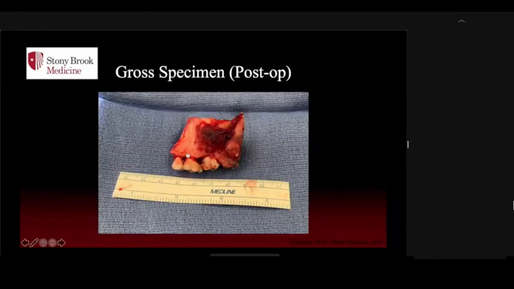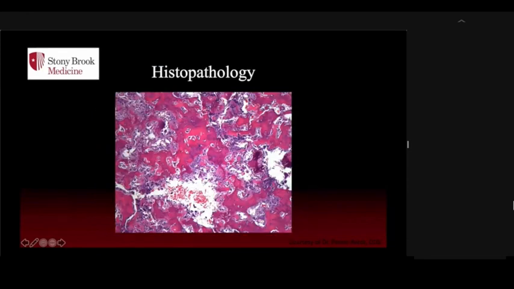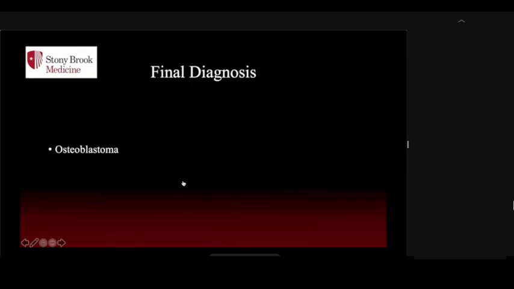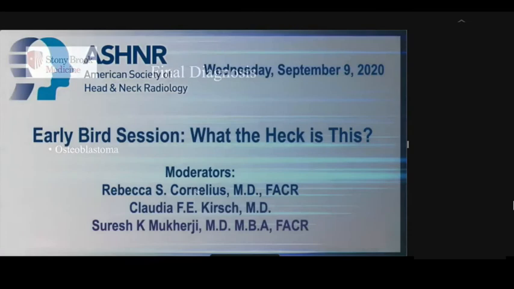So the lesion was surgically excised and submitted for histopathologic evaluation. And here we can see stroma of osteoid material and woven bone with areas of well-differentiated osteoblasts, which was consistent with an osteoblastoma. Thank you, and I'm happy to address any questions.